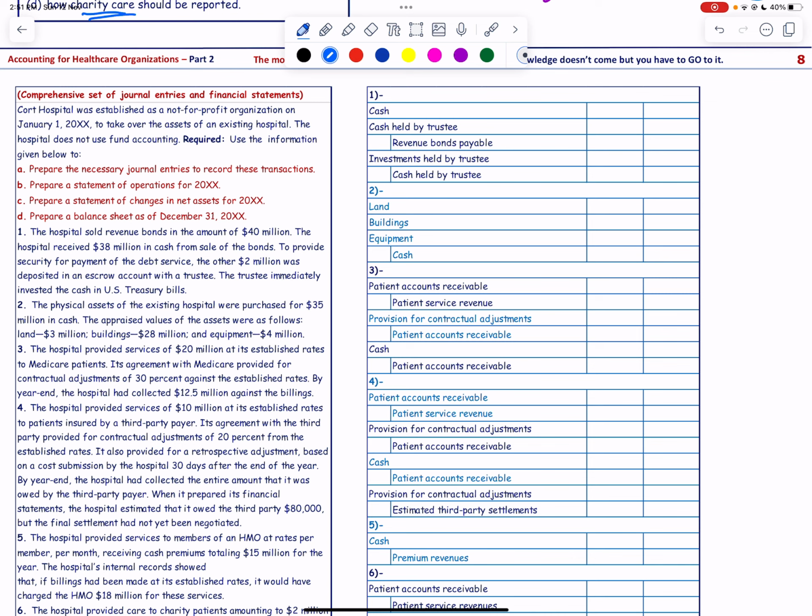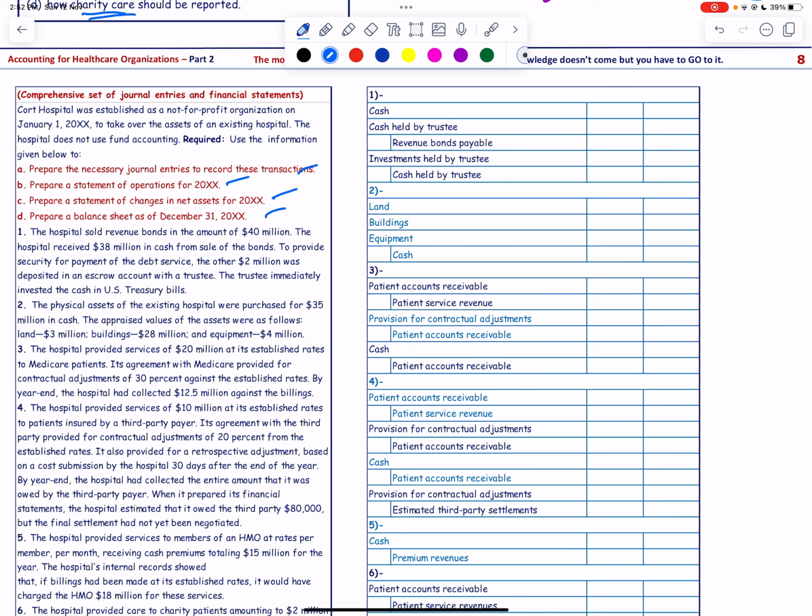So, Court Hospital was established as a not-for-profit organization on January 1, to take over the assets of an existing hospital. The hospital does not use fund accounting. This is what we are required to do. Use the information given below. Prepare the necessary journal entries. Prepare a statement of operation, a statement of changes in net assets, and prepare the balance sheet.